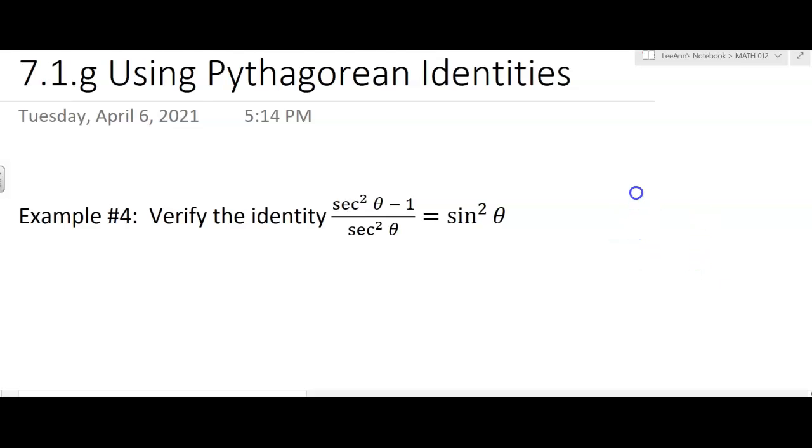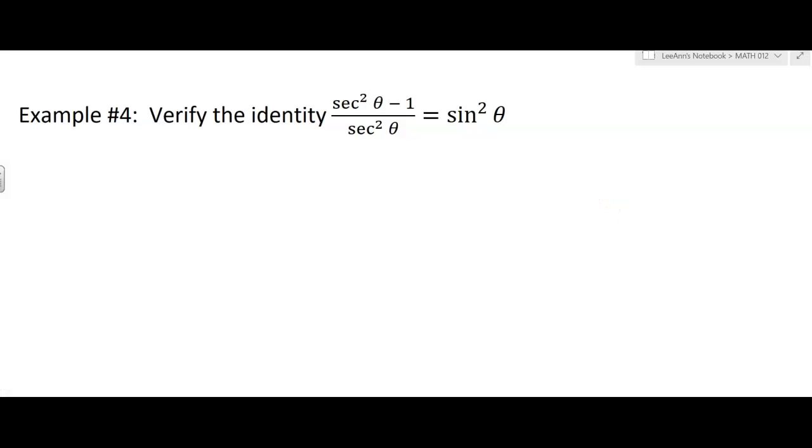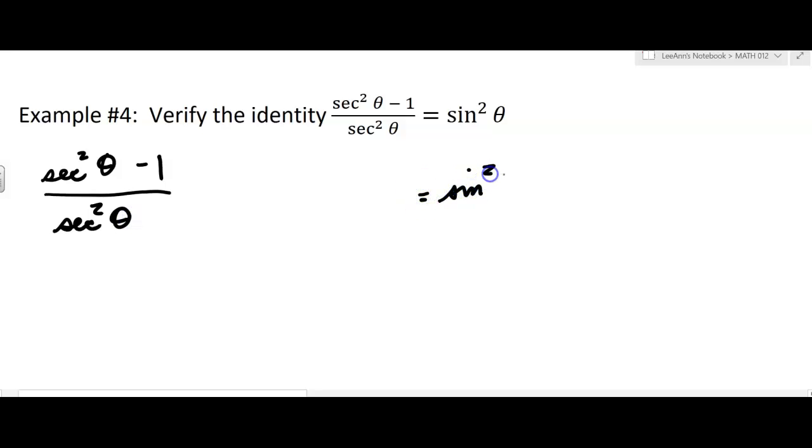So hopefully you're having some fun with these. Oops, here it goes. All right, I'm going to scroll up. First thing I'm going to do is rewrite this to give myself a little more room. So secant squared theta minus 1 over secant squared theta, and then it's going to equal sine squared theta. Right? That's what we're trying to get to have happen.